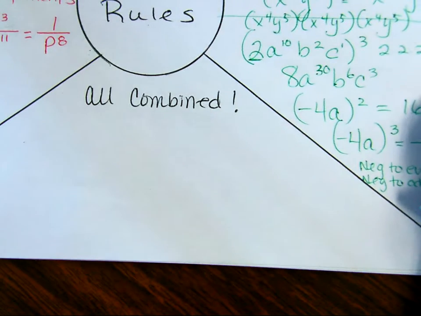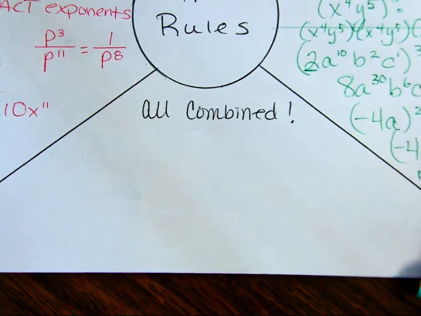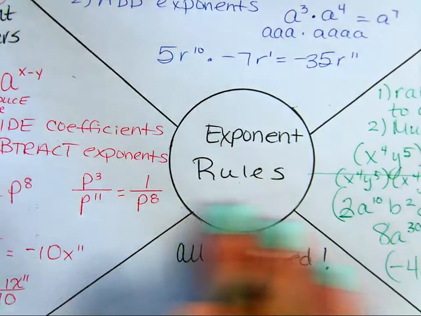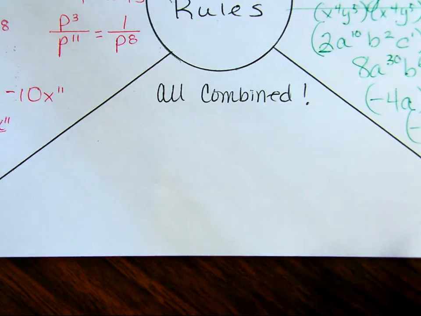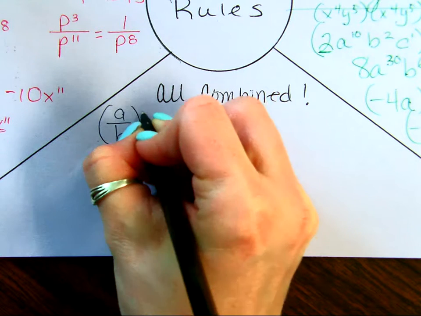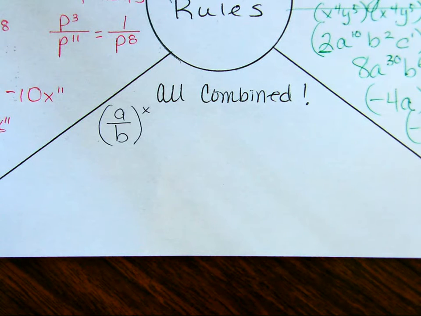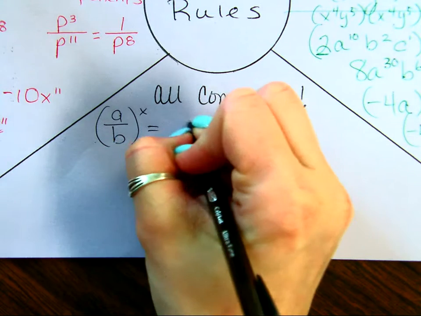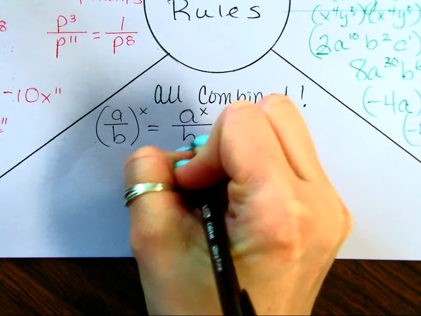Okay. The thing I need you to keep in mind about when I take all 3 of these and combine them is this. That you may be asked to take a fraction and raise it to a power. And when you take a fraction and raise it to a power, all you need to know is that you take each, the numerator and the denominator, separately to that power. So this would be a to the x power divided by b to the x power.